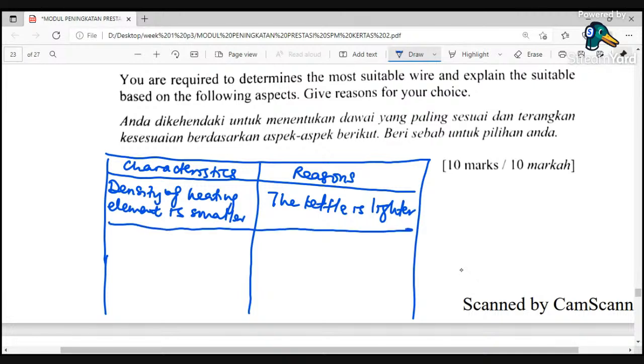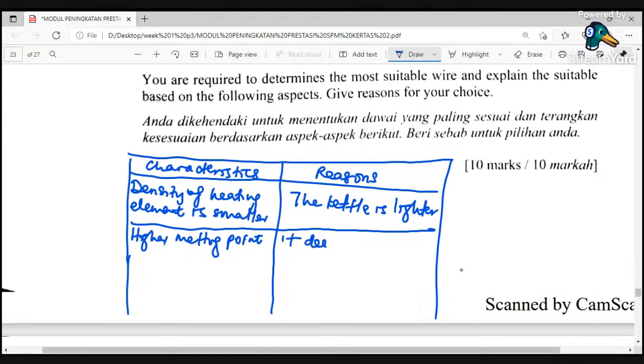Second is about melting point. Higher melting point means it does not melt easily. If suddenly the temperature increases very high, it does not melt. Low rate of oxidation.